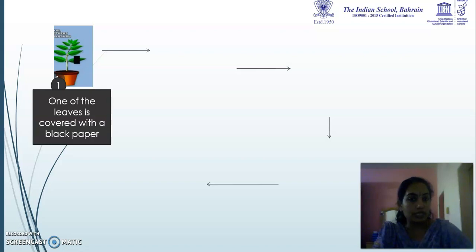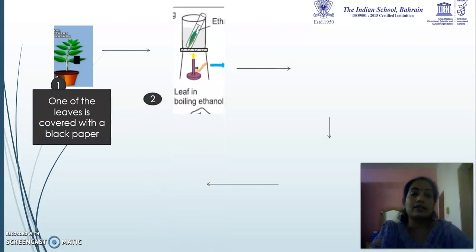But before we do that, we have to decolorize this leaf, because the leaf is green in color and maybe our results are not very visible. So we will decolorize the leaf first. For that, we need alcohol. We will take ethyl alcohol. We will put this leaf in ethyl alcohol and heat it, because hot alcohol can dissolve chlorophyll from the leaf. But we cannot heat it directly because alcohol is highly inflammable.